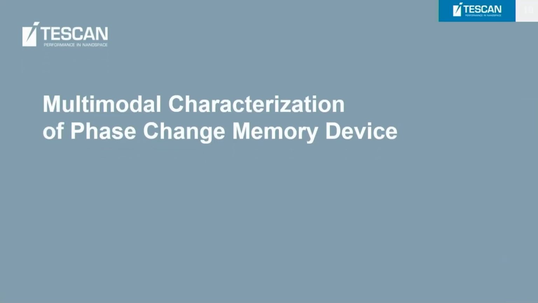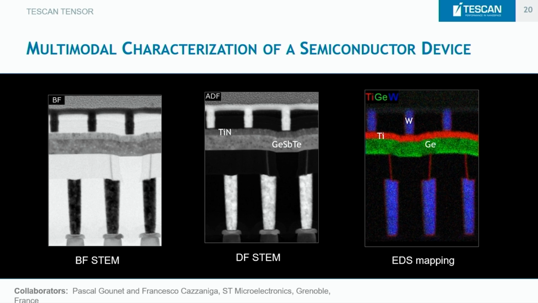What else can we do? Multimodal characterization: because you have access to all the detectors, you're working in an orchestrated way. You can do conventional things. In this case, it's a phase change memory device from our friends at ST Microelectronics, and they were interested in this germanium here. Upon cycling, it seems that this starts to come out of solution, and they're trying to understand what's going on in this region.